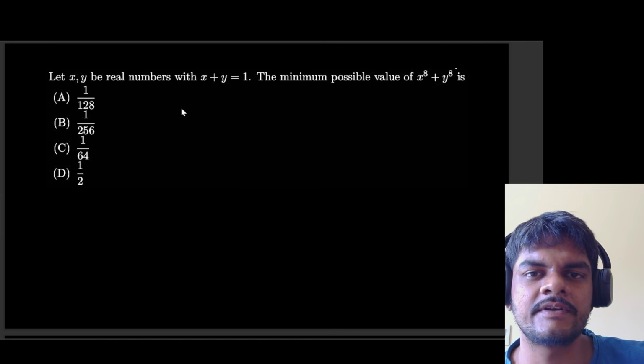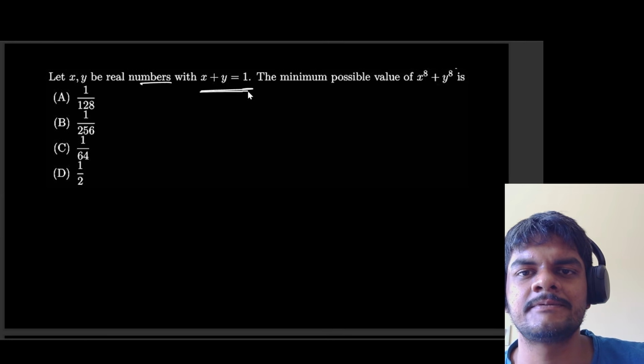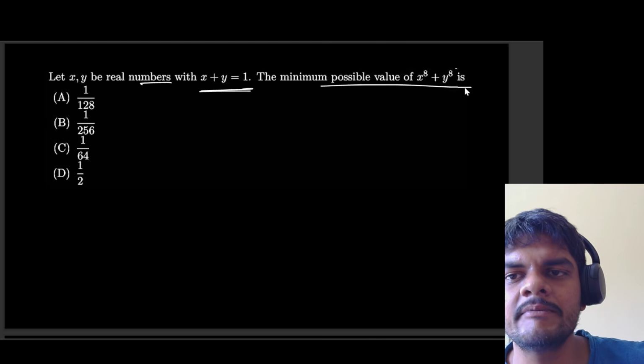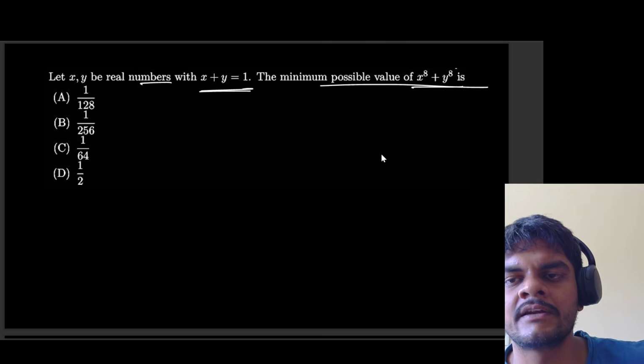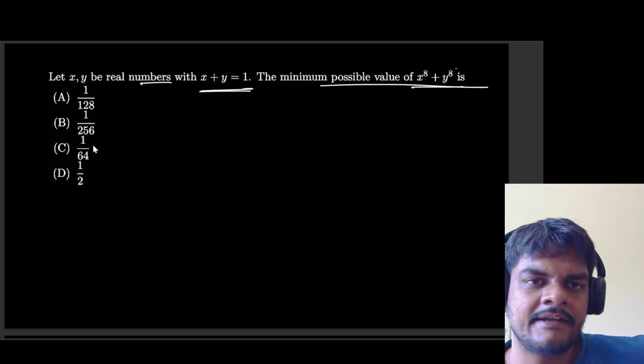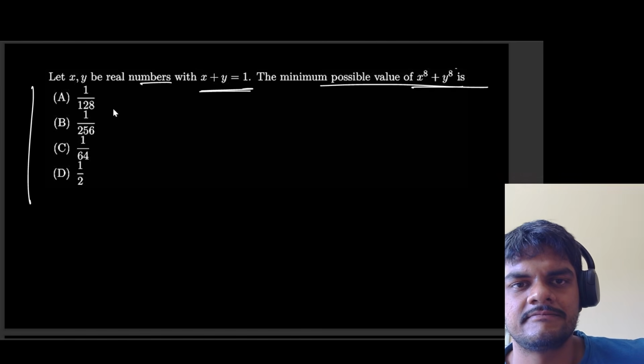Look at this. Pause the video and try it out. x and y are real numbers such that x plus y is equal to 1. The minimum possible value of x power 8 plus y power 8 is what? Which of these is that?